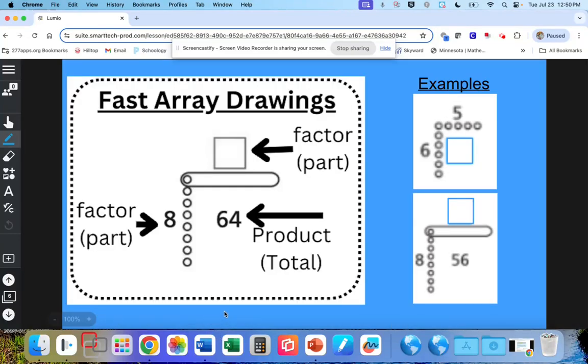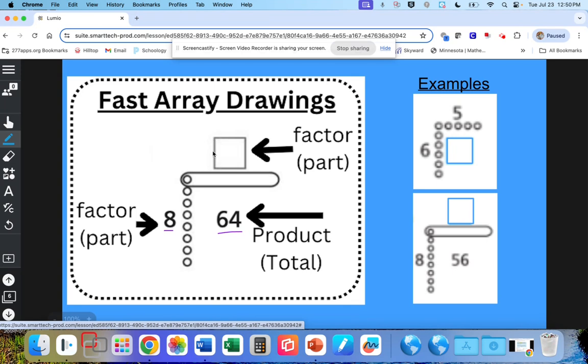You're going to see something called fast array drawings. Now, in the last unit, you learned what arrays were. These were dots that made up rows and columns. A fast array is not going to draw out all of them. Instead, it's going to just do basic dot systems. So if we have a 64 on the inside of our fast array, we know that that is our product or our total. And then we have an 8 on the outside. That one is our factor or our part.